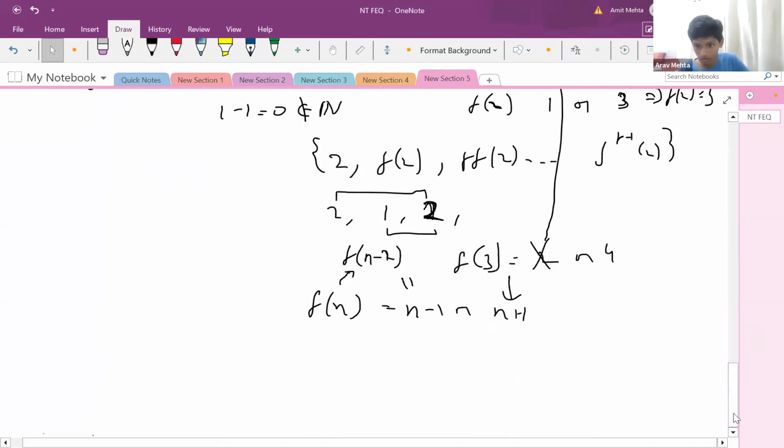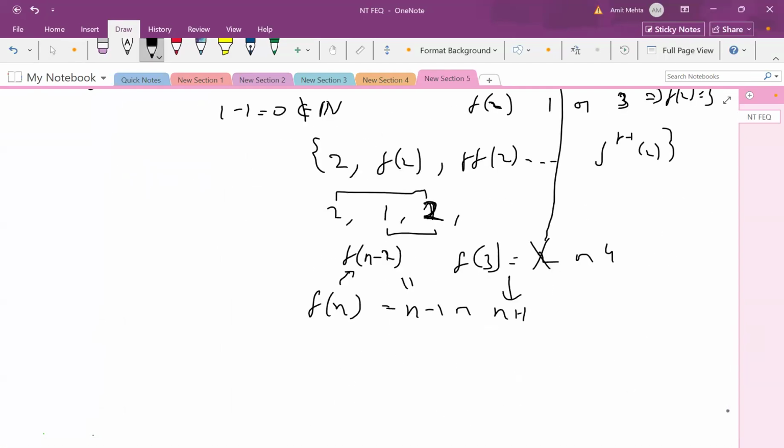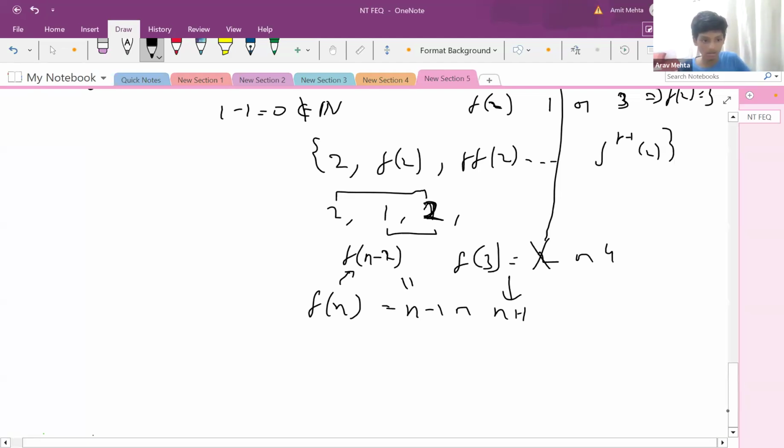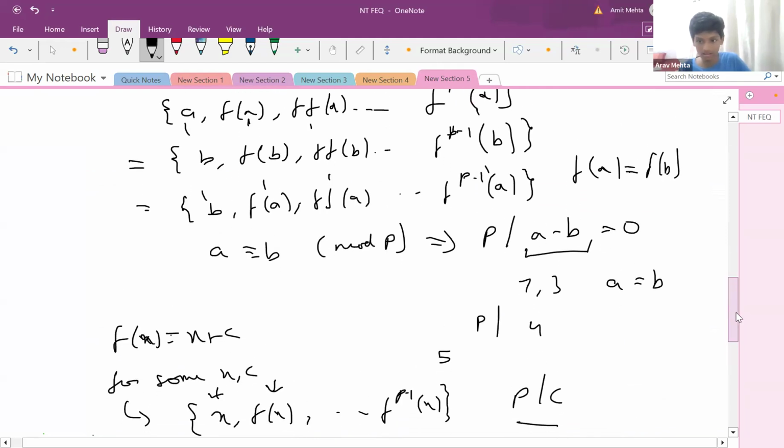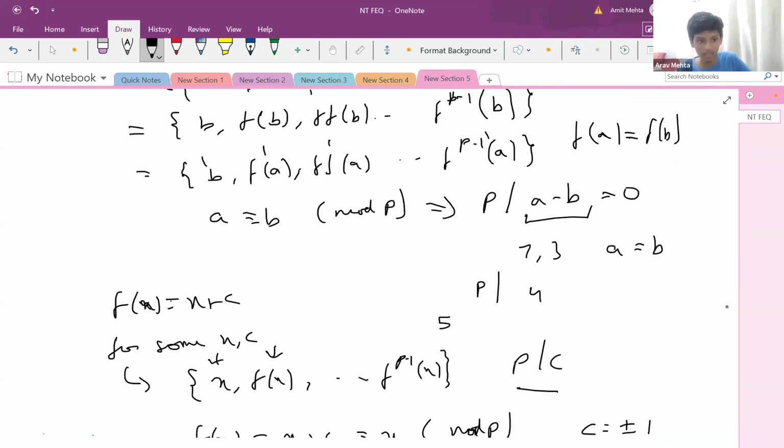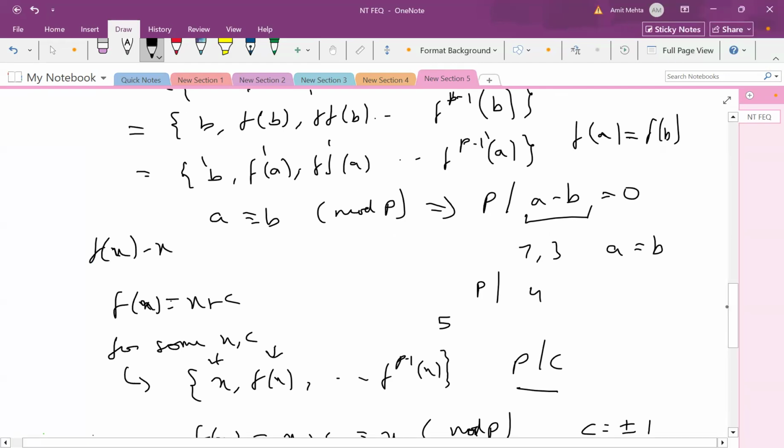Wait. Sorry. I guess you can, without introducing c, just directly say f of x minus x equals plus or minus 1. Wait, c is not a constant over here. c is just f of x minus x for some x. Okay, I get it. Sorry, I think I used c, that is why that causes the issue. But c is not a constant.